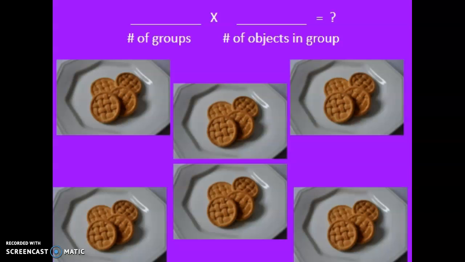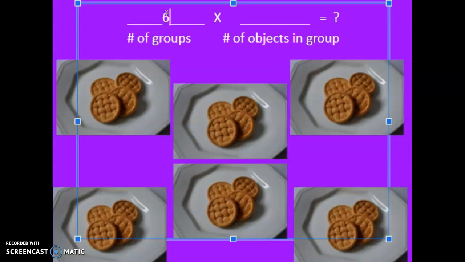So in this particular situation, if I'm looking for how many cookies are all together, I want to start thinking about how many groups I see. So I'm going to be looking for how many groups. If I look at this, I'm going to look at the plate as my group. So I have one plate, 2, 3, 4, 5, 6. So I have 6 groups.